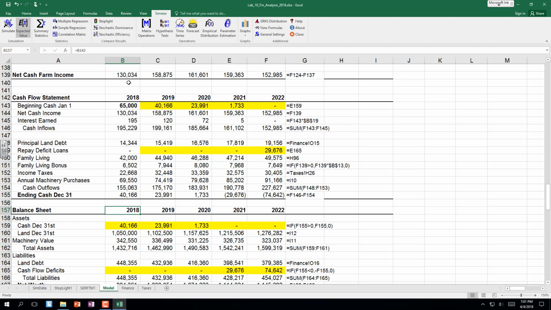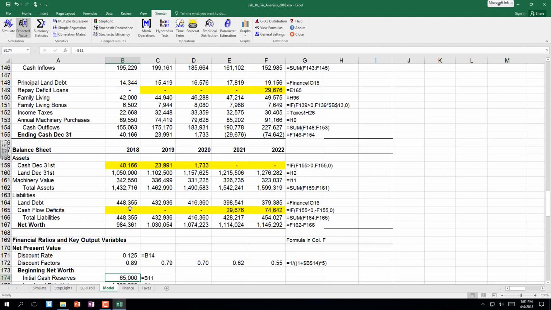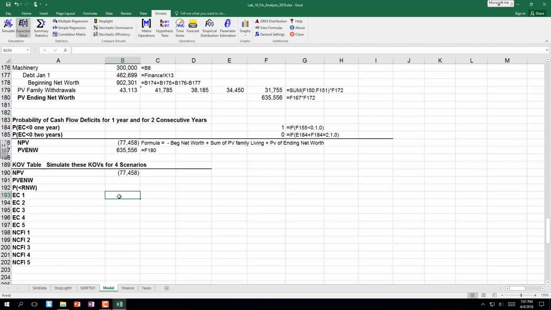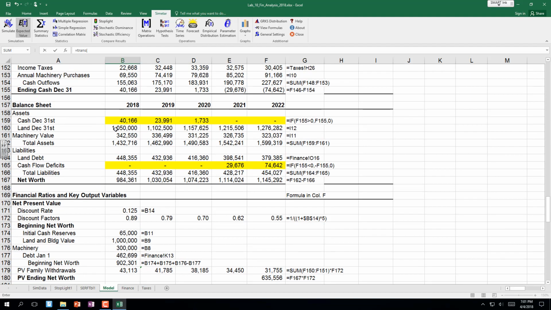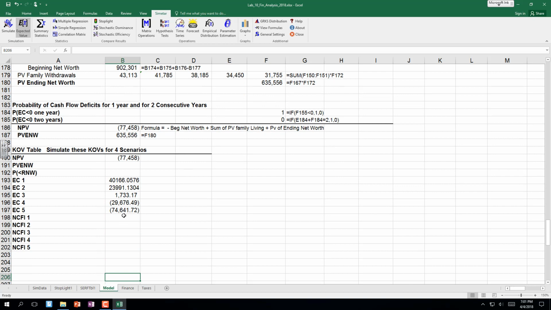The balance sheet will usually take care of itself if you've done the yellow ones correctly. In terms of building a KOV table, this is really easy. You just say equal trans, and you go up there and highlight the ending cash. And this is the one you want. Control Shift Enter, and then net cash income.